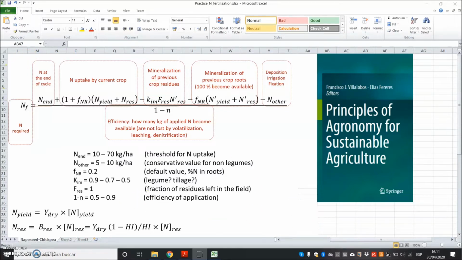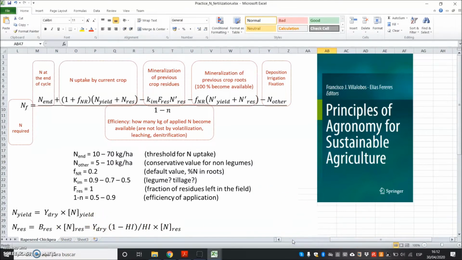Okay, so this is the equation we will be using for the calculations for estimating the nitrogen in the harvested organ or the residues. We will just have to multiply the dry yield by the content of nitrogen in the harvested organ, or in the case of the residues, the biomass of the residues by the concentration of nitrogen in the residues, which can also be derived from this expression.